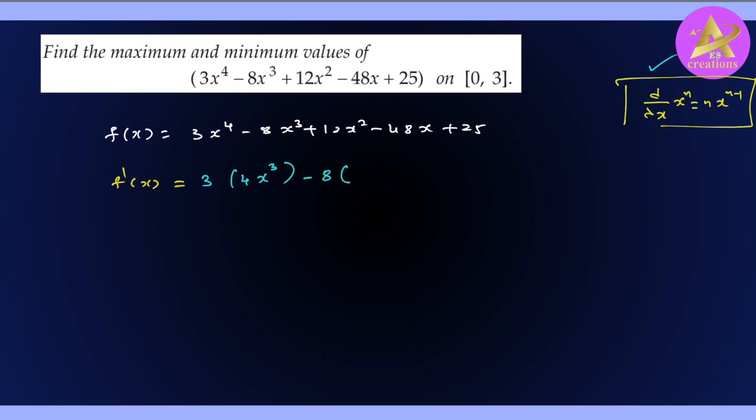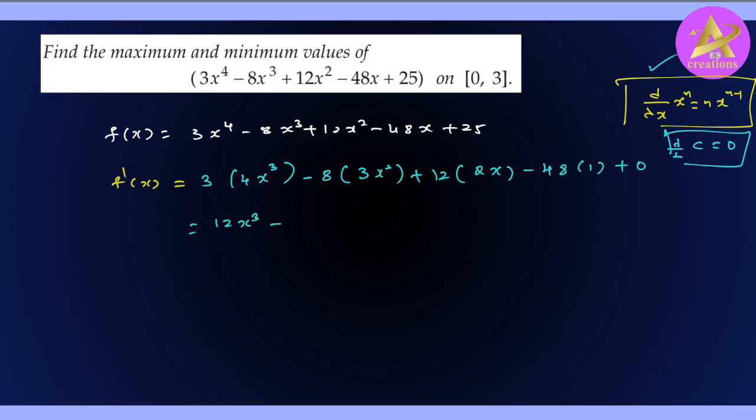Minus 8 is a constant, x cube derivative is 3x square, and plus 12 is a constant, x square differentiation is 2x, minus 48 x differentiation is 1, and the constant 25 is a constant; differentiation of any constant value gives us 0. Next, simplify. 4 threes are 12x cube minus 8 threes are 24x square plus 24x minus 48. This is what we get as f dash of x.